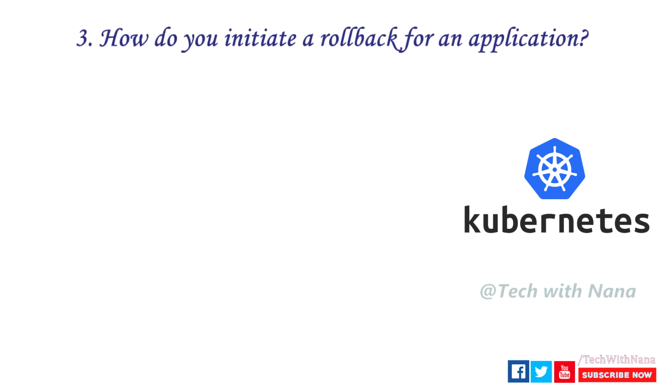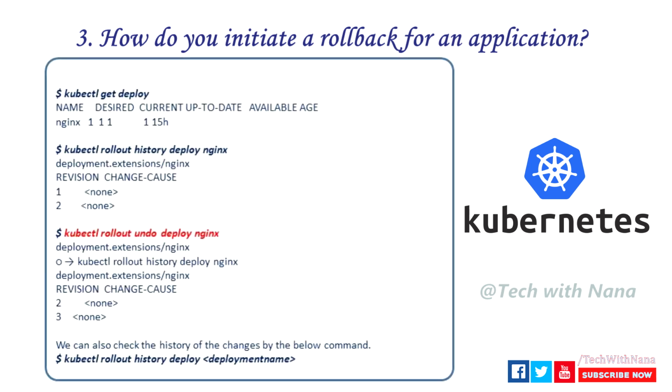How do you initiate a rollback for an application? Rollback and rolling updates are a feature of the Deployment object in Kubernetes. We do the rollback to an earlier deployment revision if the current state of the deployment is not stable due to the application code or the configuration. Each rollback updates the revision of the deployment.